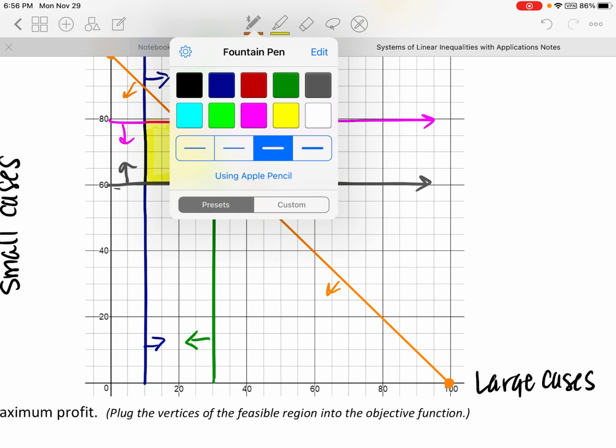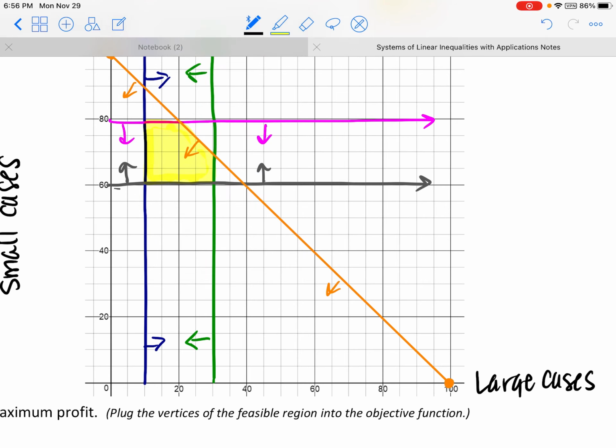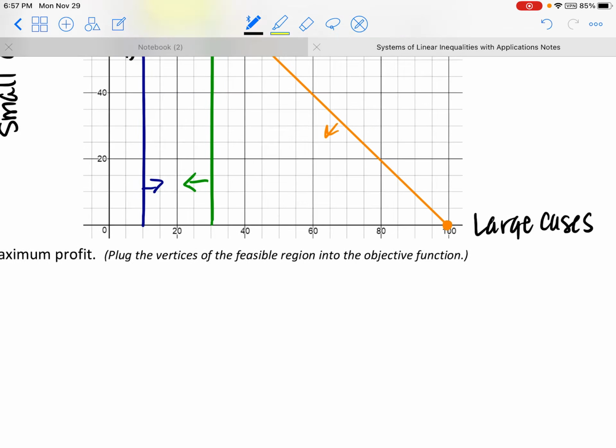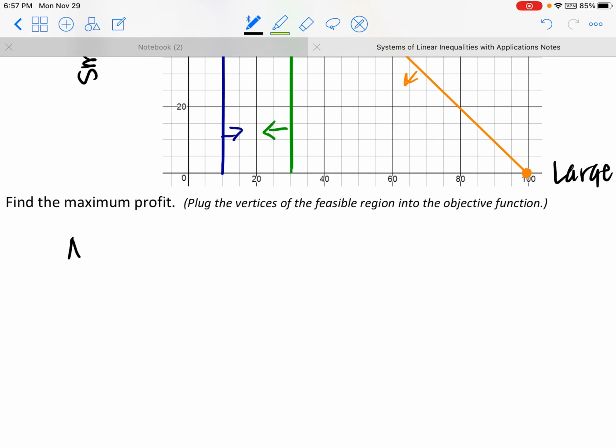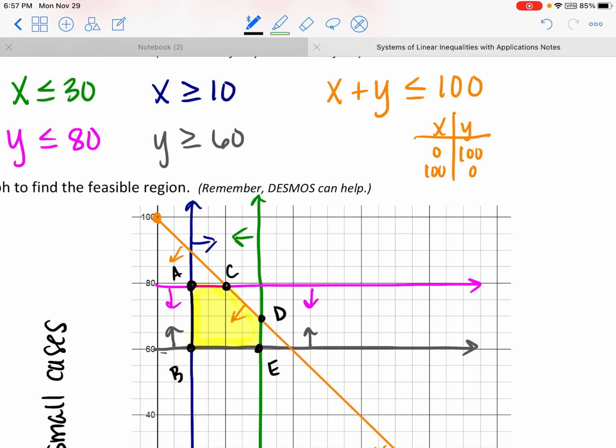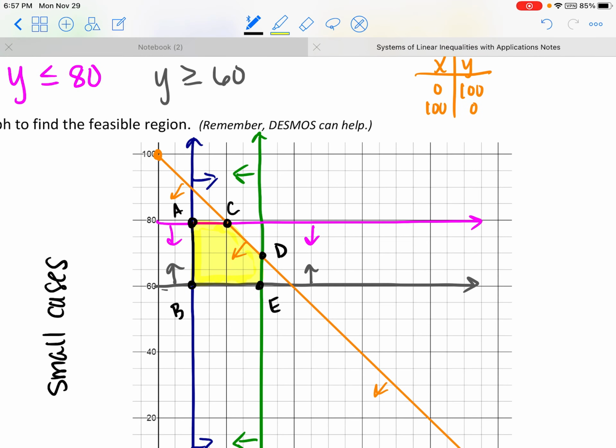So we have 6 vertices in here, looks like. So I'm going to just label these A, B, C, D. Oh, there's 5 of them. I can count, I promise. So those 5 points, one of those 5 points is going to maximize or minimize my profit. So let me figure out exactly where those are, and I could do work to figure that out. Actually, some of those are pretty easy, right?